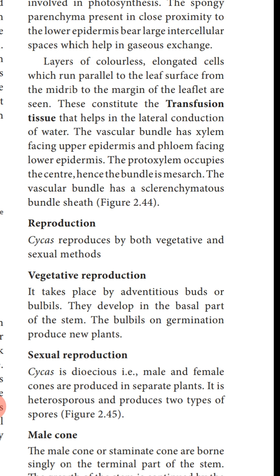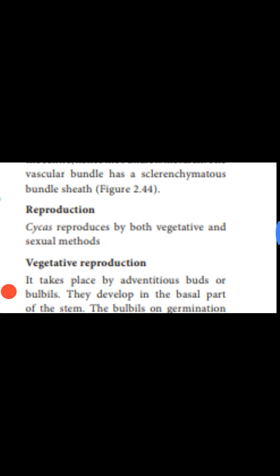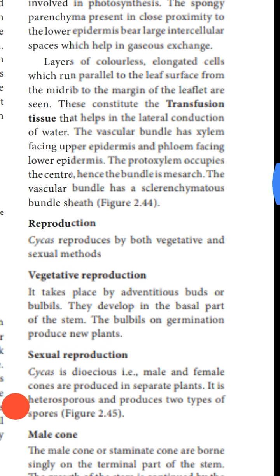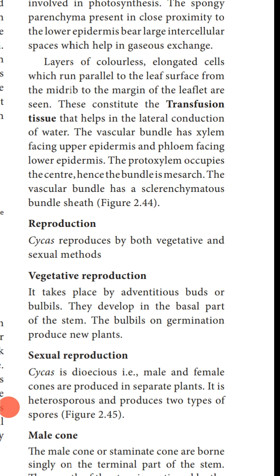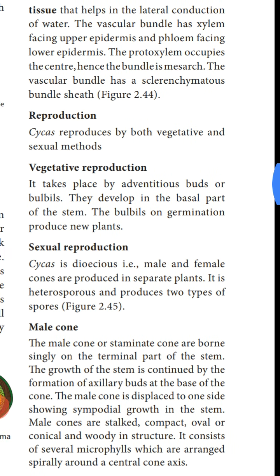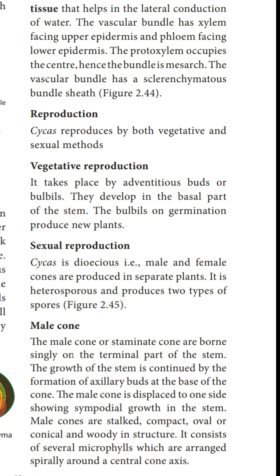Next is sexual reproduction. Cycas is dioecious, that is, the male and female cones are produced in separate plants. The male reproductive organ and the female reproductive organs are present in different plants. Such plants are called dioecious. It is heterosporous and produces two types of spores.